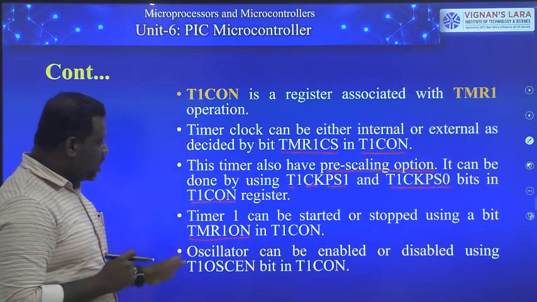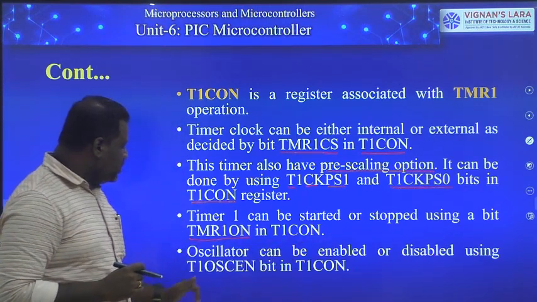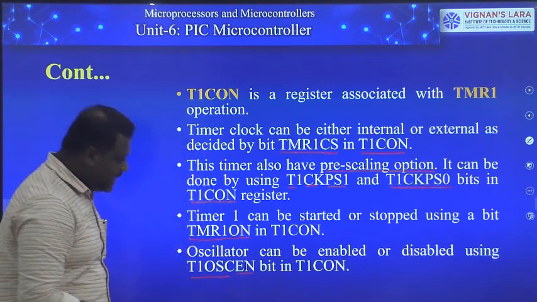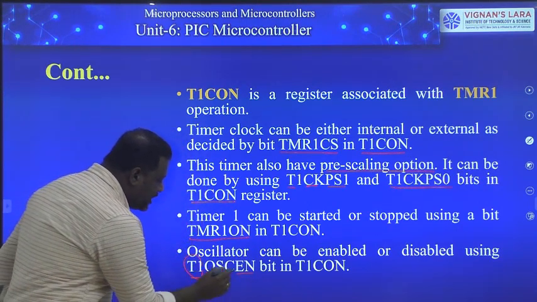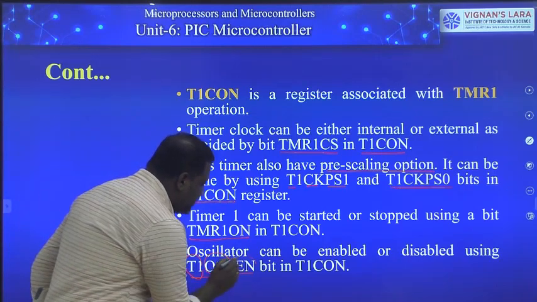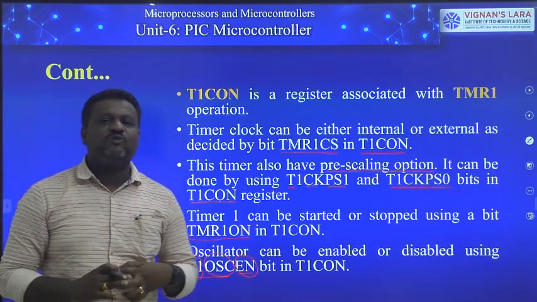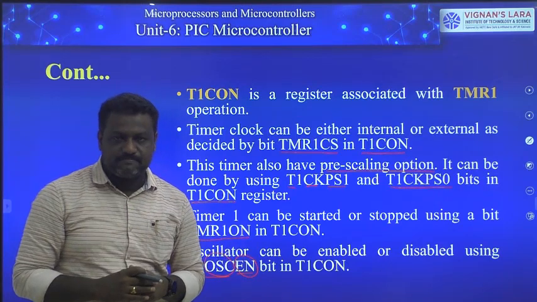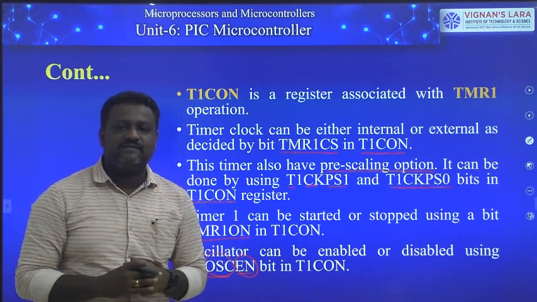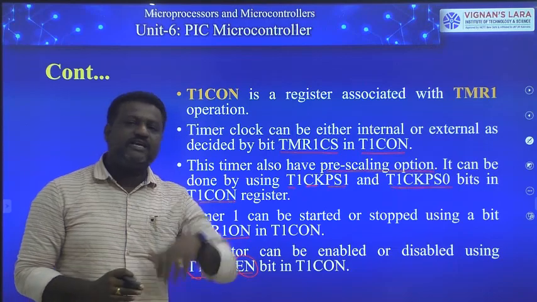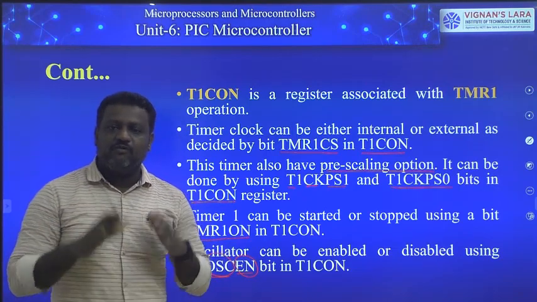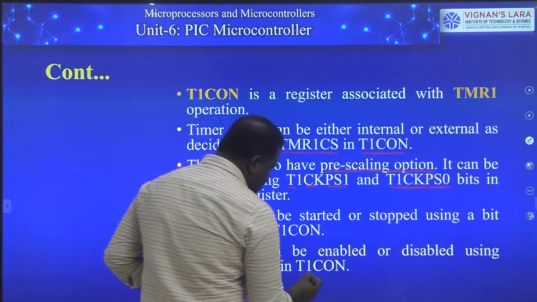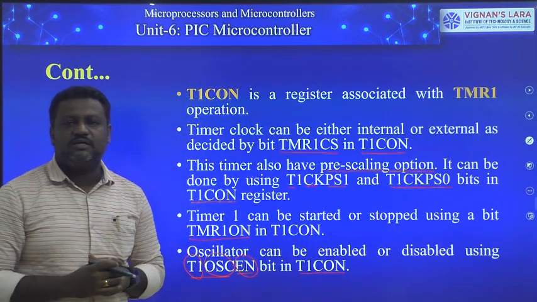And next, the oscillator can be enabled or disabled using T1OSCEN. T1 represents timer 1, OSC represents oscillator, and EN represents enable. Timer 1 has its own dedicated oscillator circuit for generation of clock pulses. Whenever timer 1 acts as a timer itself, we can enable it or disable it with the help of this particular bit. This bit is also present in our timer 1 control register T1CON.